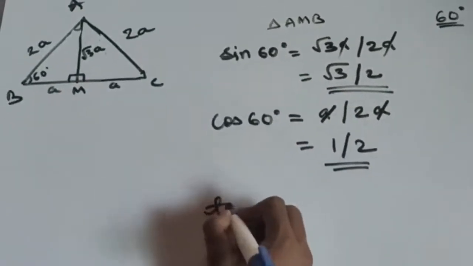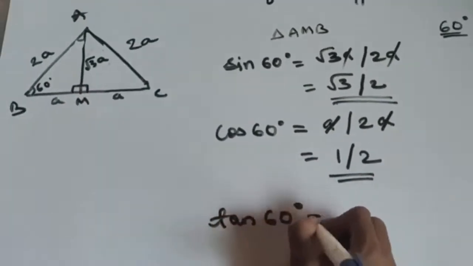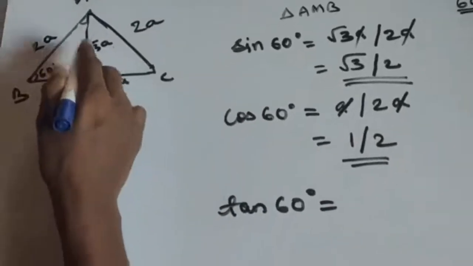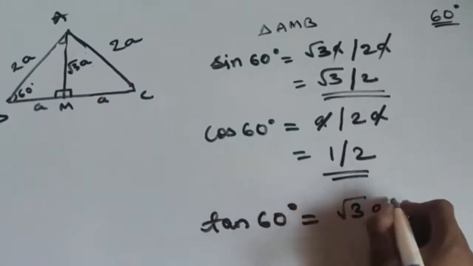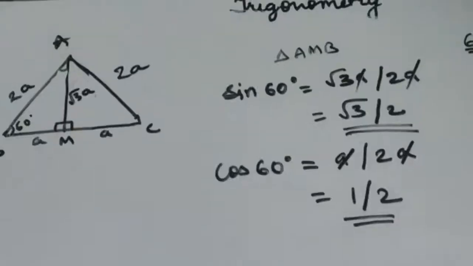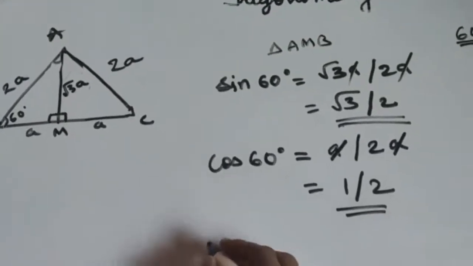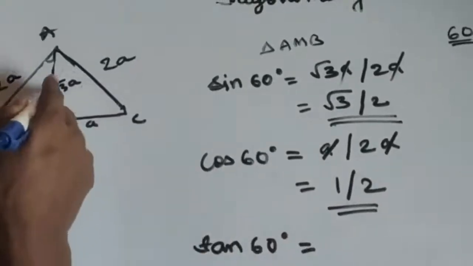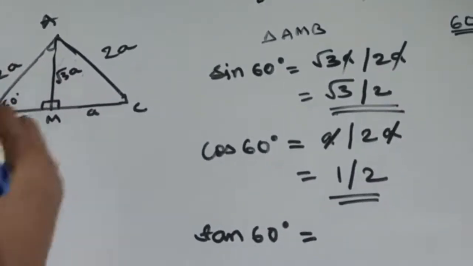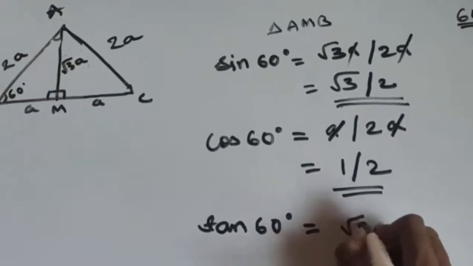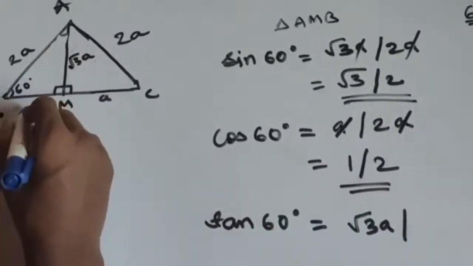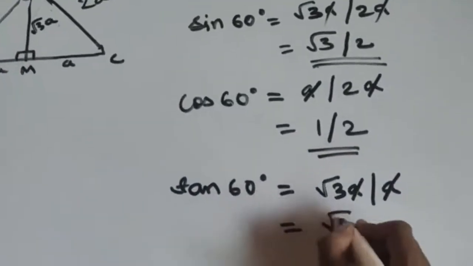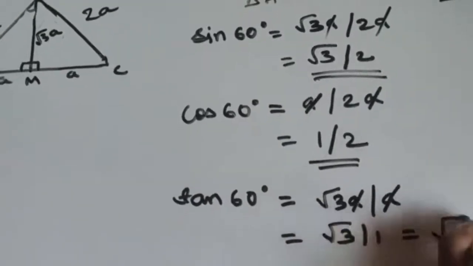Similarly, let's find it for tan 60 degree, which is opposite side upon adjacent side. Here the opposite side is root 3A, upon the adjacent side, which has value A. So here A gets cancelled. What we get is root 3 by 1, which is equal to root 3.